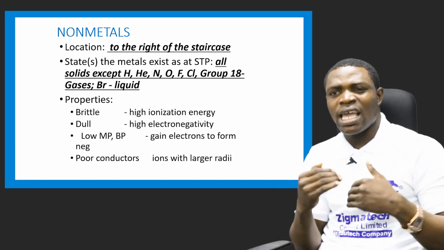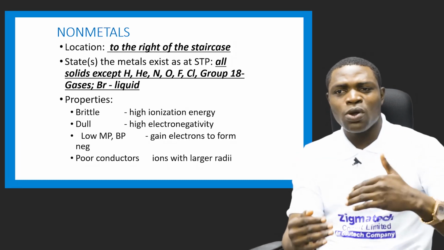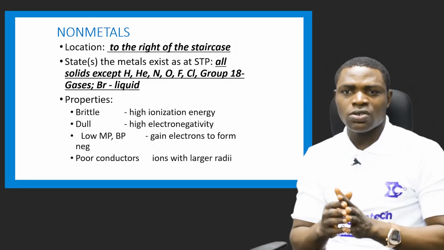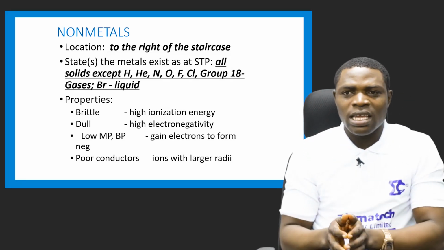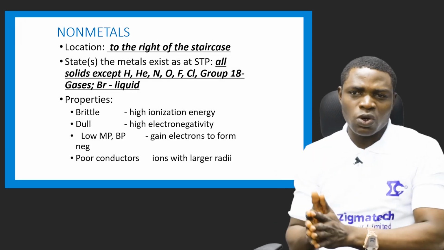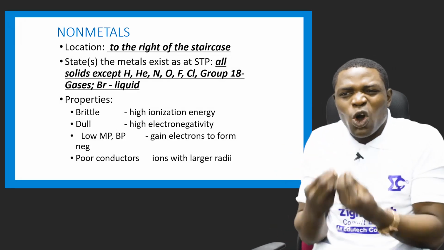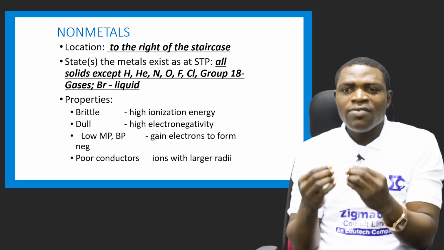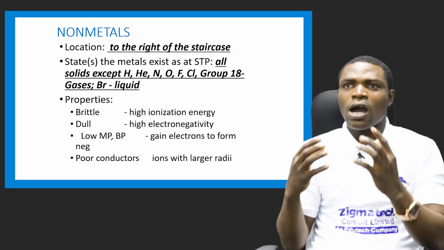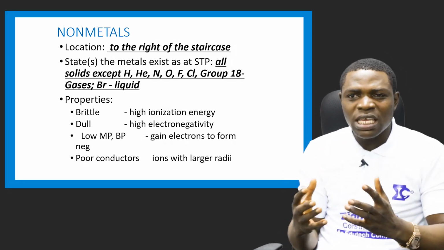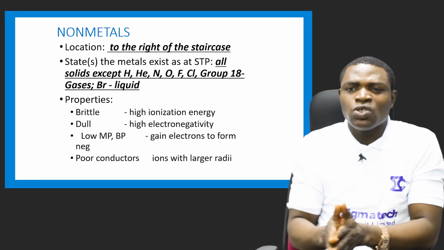Now, metals tend to lose electrons, while non-metals tend to gain electrons, for them to be able to attain an octet or duplet structure, to become a stable element, because if they don't have their orbitals completely filled with electrons, they tend to be not stable.